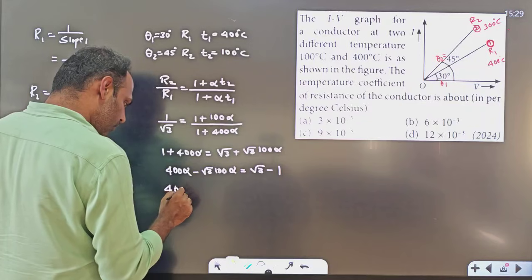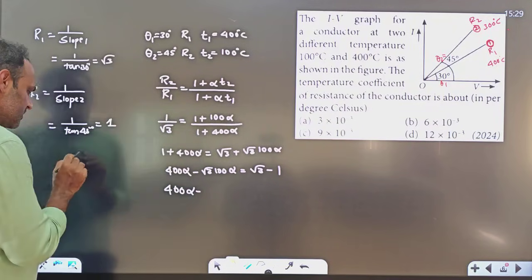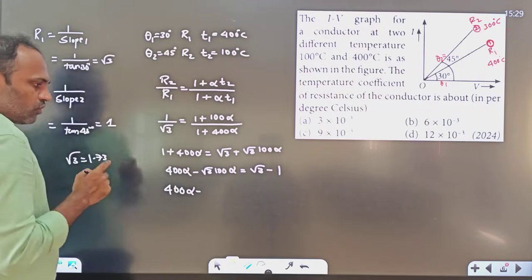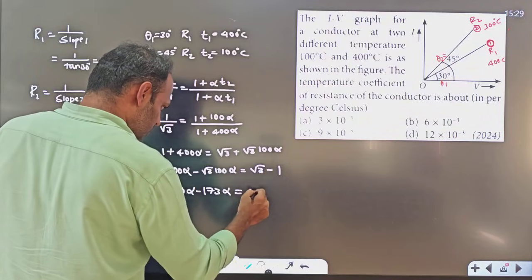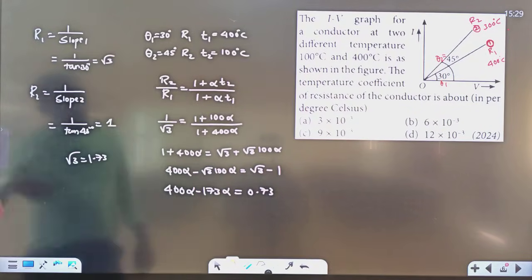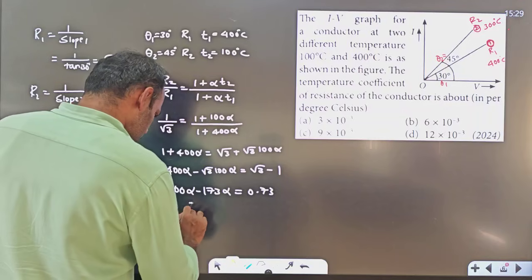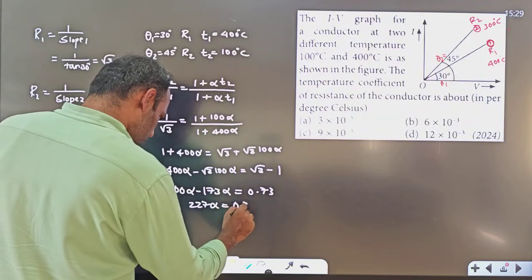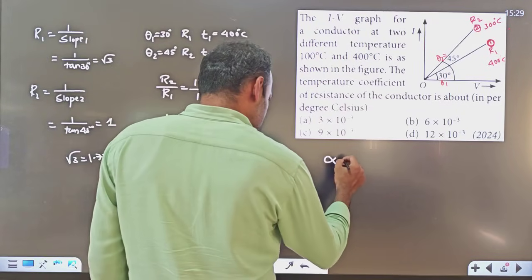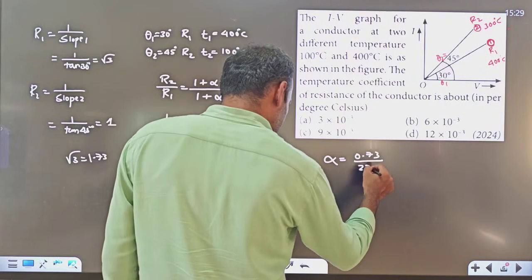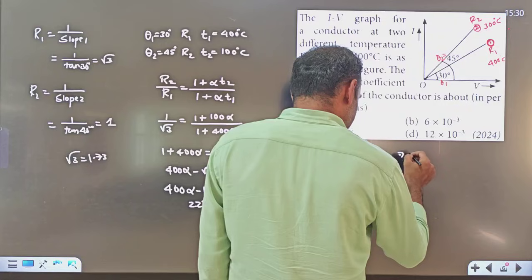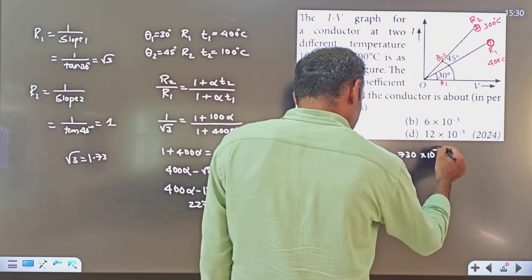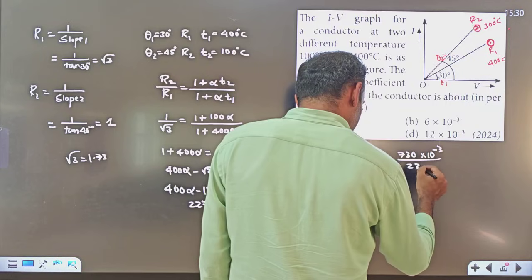So this is 400 alpha minus root 3 into 100 alpha. We know that root 3 is 1.73. So 1.73 into 100 will be 173 alpha, equal to 1.73 minus 1, which is 0.73. Now 400 minus 173, how much will I get? 227. So 227 alpha is equal to 0.73. Now I want alpha, so alpha is equal to 0.73 divided by 227. I can write 0.73 as 730 into 10 to the power minus 3, divided by 227, which I can take as approximately 230.